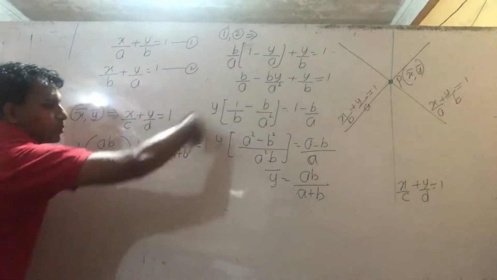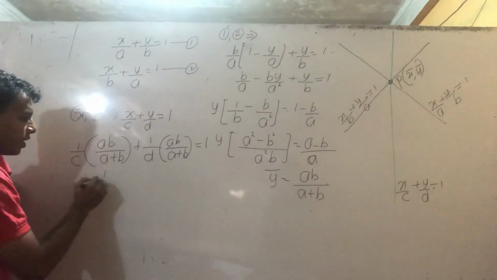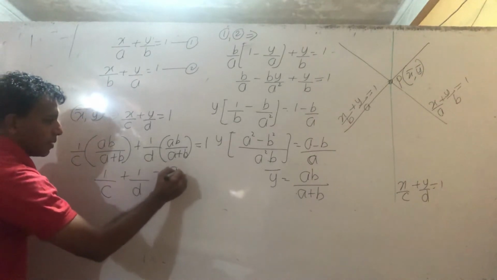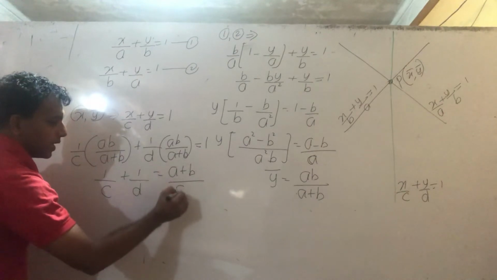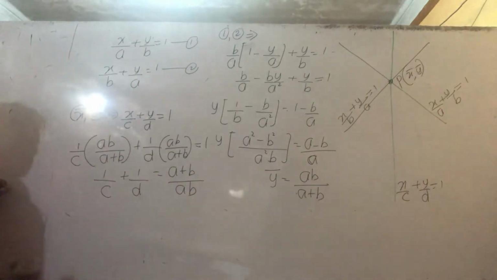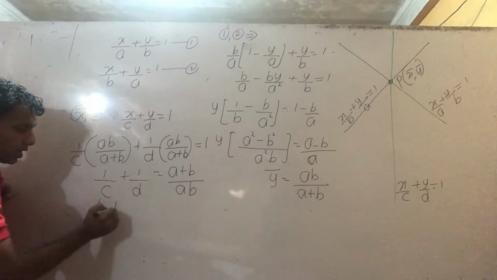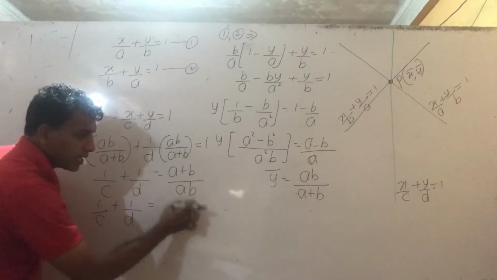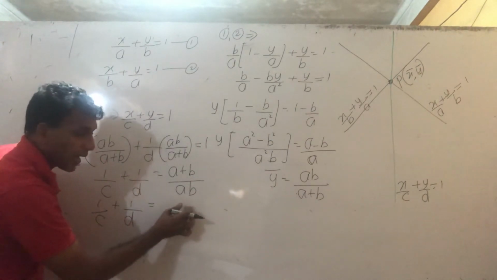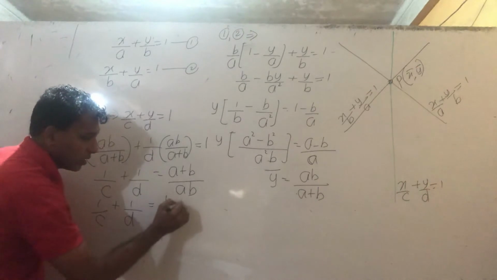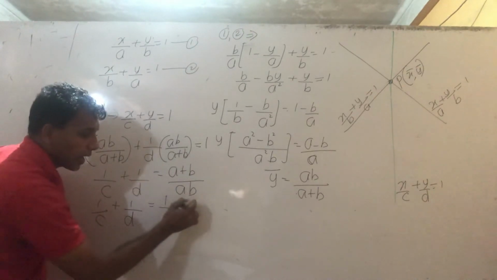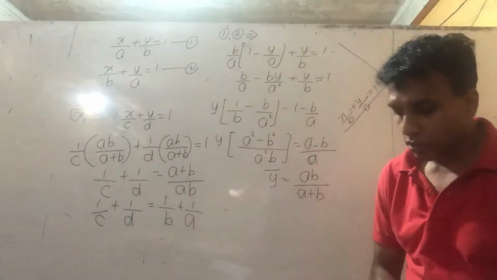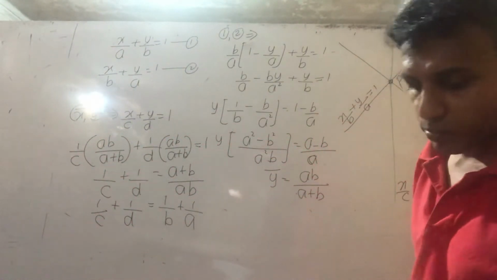Now multiply by A plus B, divide by AB. 1 over C plus 1 over D equals A plus B divided by AB, is it? So what is that? Write separately, divide separately. A over AB, A cancels, 1 over B. B over AB, B cancels, 1 over A. That's the answer, right? 1 over A plus 1 over B equals the same 1 over C plus 1 over D.